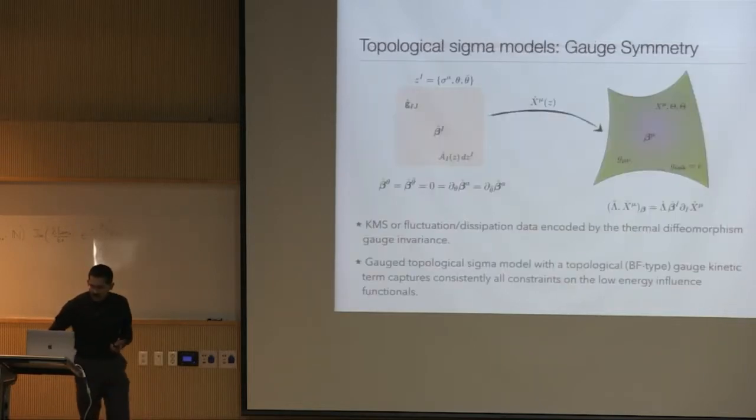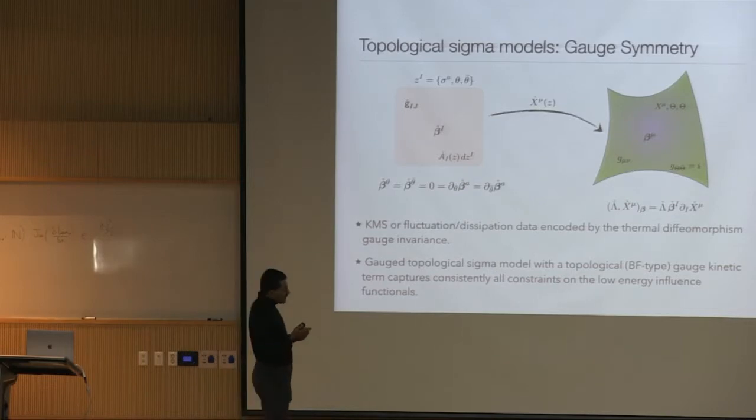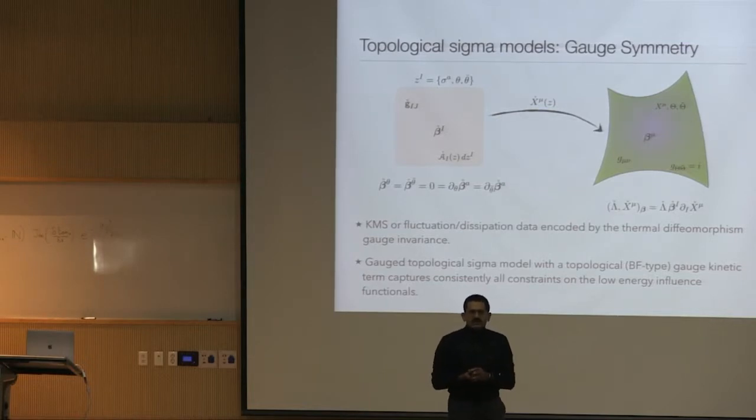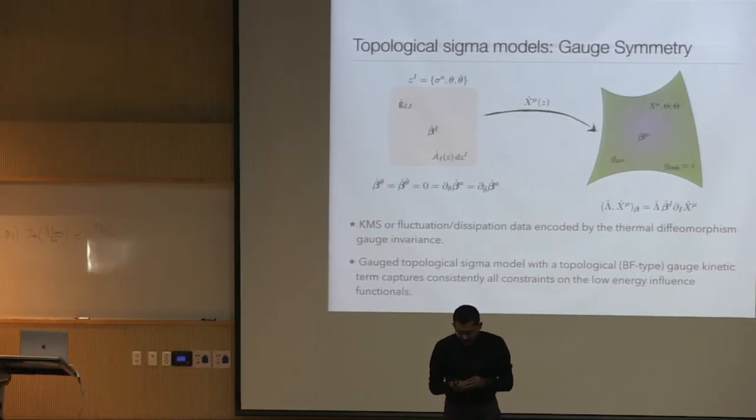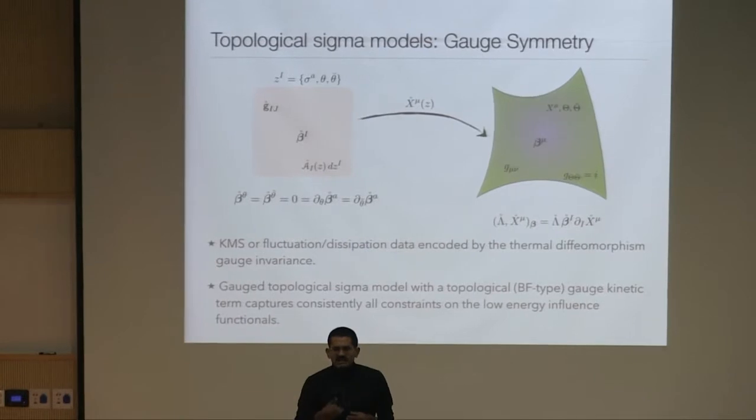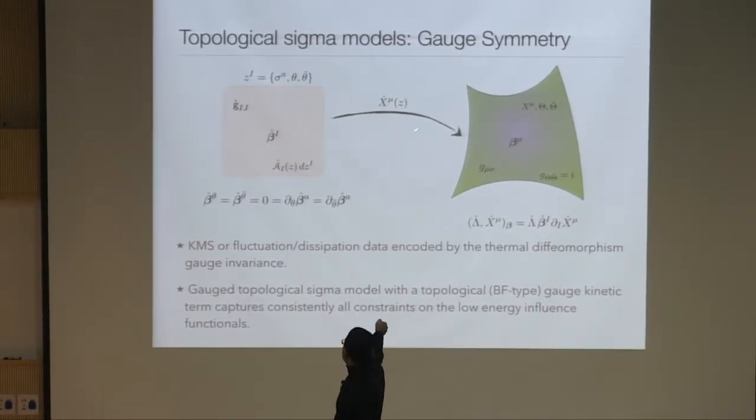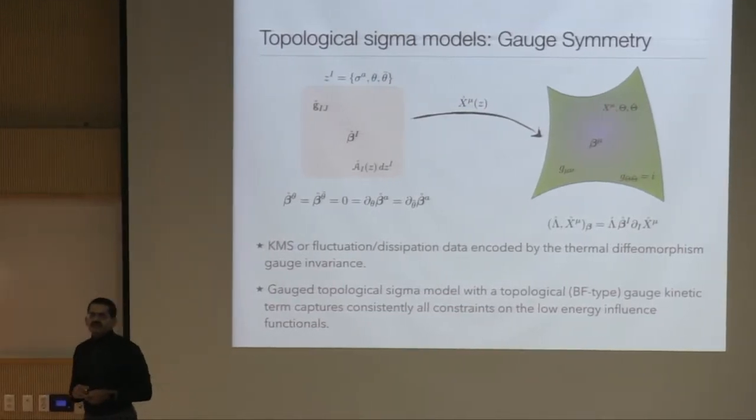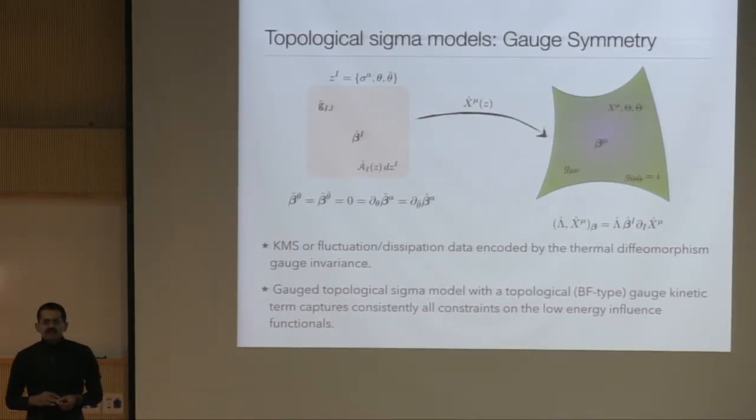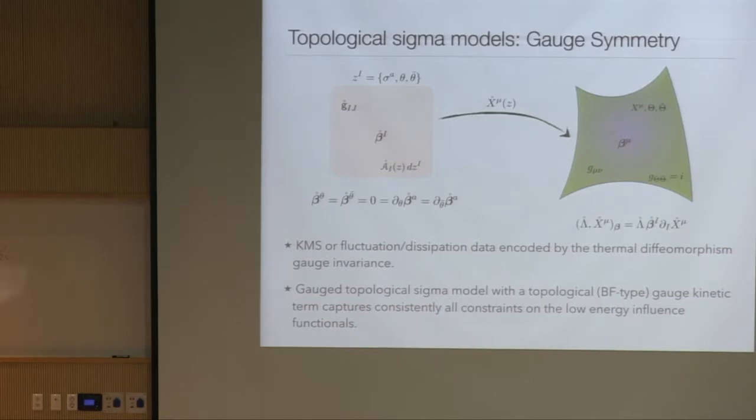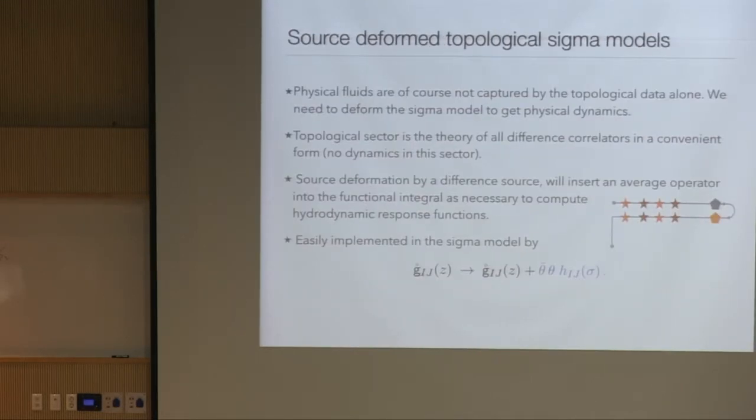Now, at this point, you should all have objected to something, which is the following. I said Schwinger-Keldysh has the topological symmetry coming from the difference operator correlators vanishing, and then it had this thermal diffeomorphism symmetry. But if I wrote down a topological sigma model on this world volume, subject to the gauge constraint, then you should worry: how do I actually extract physical information? Why is it that I'm actually getting information about a physical fluid? A topological sigma model won't give me interesting information about anything physical, that's true.